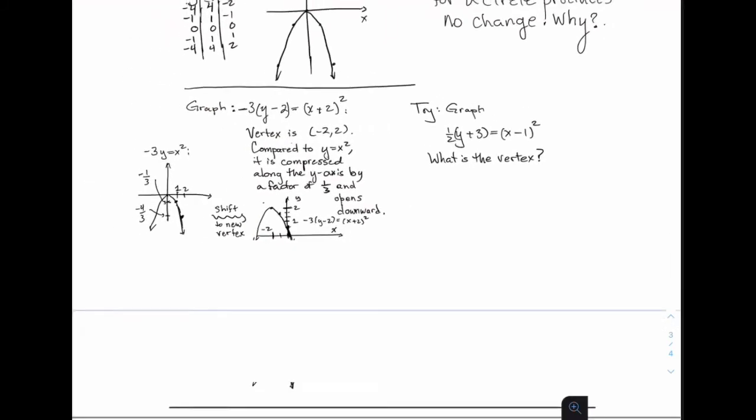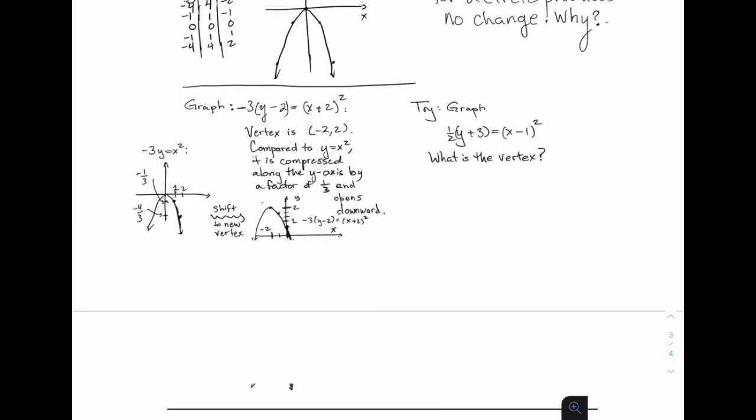Try to graph this. Identify the vertex. First check, so try to graph this. First note the adjustment of the scale of the y-axis. Note the vertex, and that will help you graph.